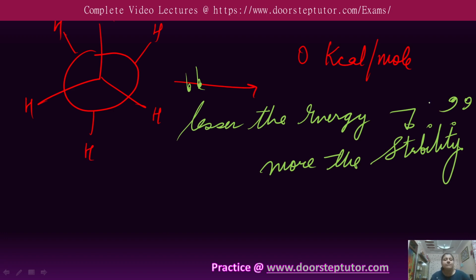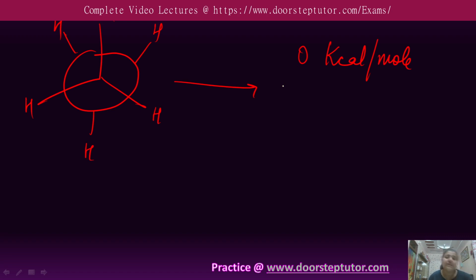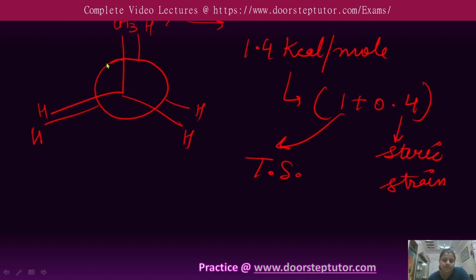So 0 kcal per mole means it is nil energy. So the stability of the staggered is more as compared to the eclipsed, and the scientific reason behind that stability I have already explained to you. Now consider this conformer in which we have two bonds, CH3 and H.